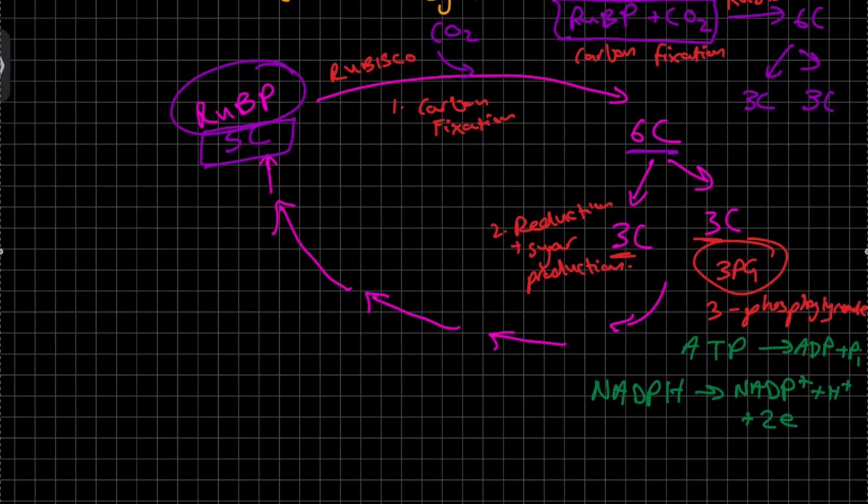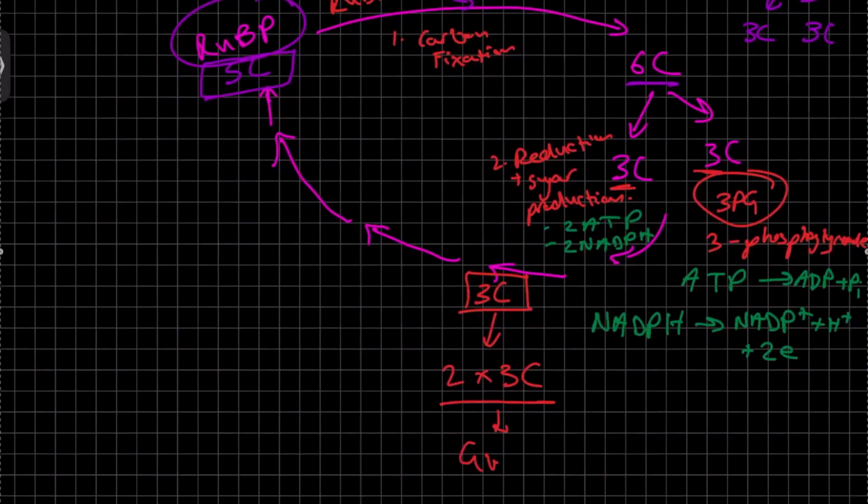This step of reduction and sugar production requires the use of 2 ATP per carbon dioxide molecule and 2 NADPH per carbon dioxide molecule. This second step allows for the production of a 3-carbon molecule, and 2 of these 3-carbon molecules can be combined to produce glucose.